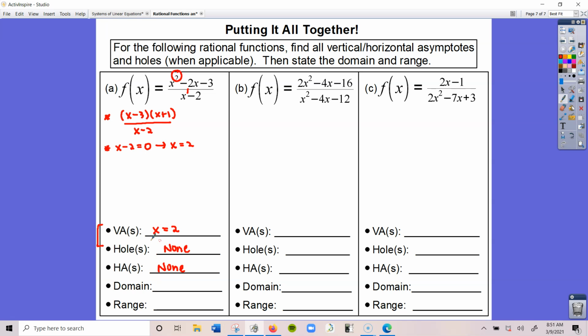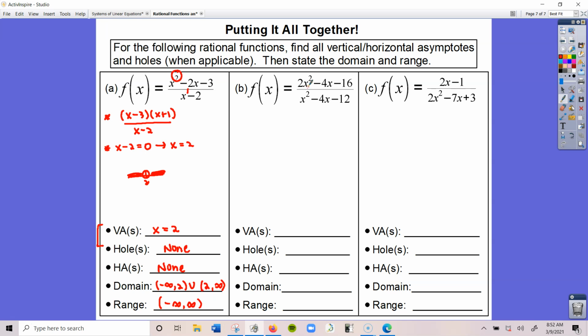Now the domain is affected by both the vertical asymptote and the hole. Since we only have a vertical asymptote, that means that my domain is all the numbers except for x equals 2. So the domain would be from negative infinity to 2, union 2 to infinity. Now the range is affected by the horizontal asymptote. Since there is no horizontal asymptote, there is nothing restricting the range, so therefore the range would just be negative infinity to infinity.